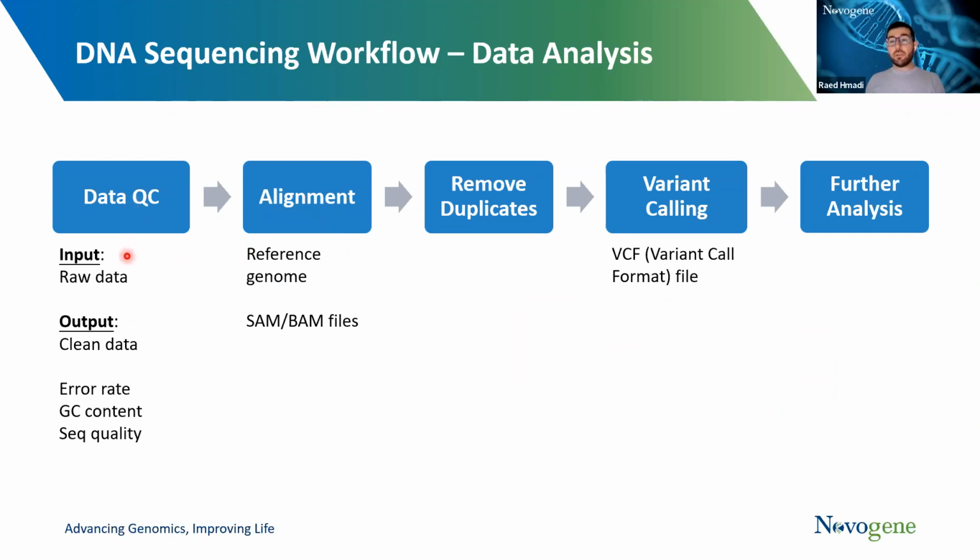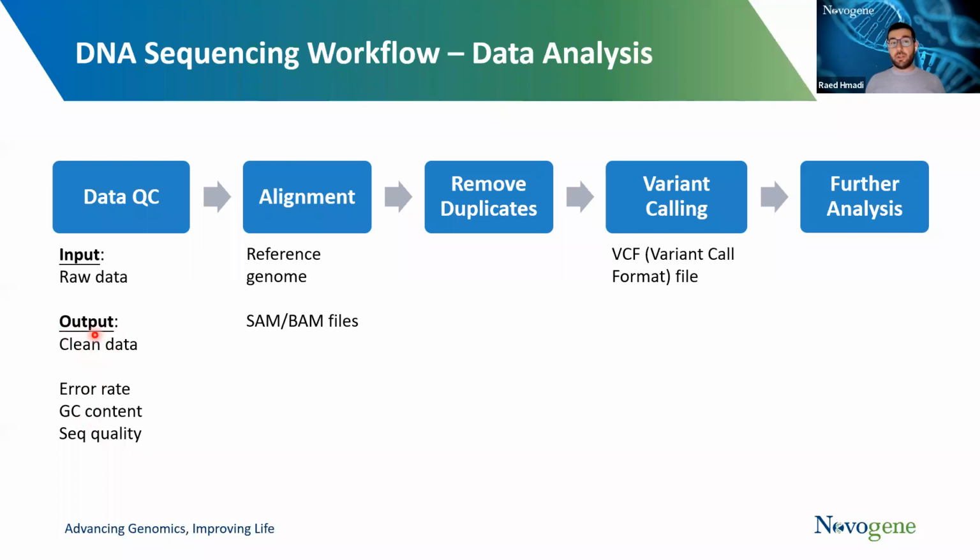For this step, the input is the raw data that we obtained from the sequencing instrument, and the output will be clean data. So for this step, our interest is actually performing the quality controls to make sure that the data that we obtained from the sequencing instrument is of good quality. So there are several things that we can check for here, including the error rate, the GC content to make sure that it is not very high, and the sequencing quality.